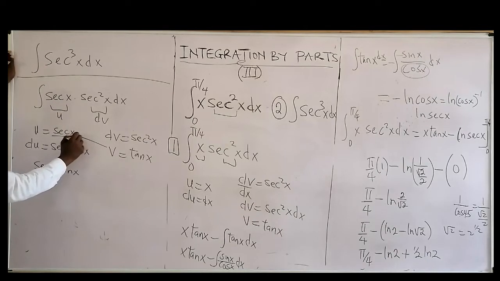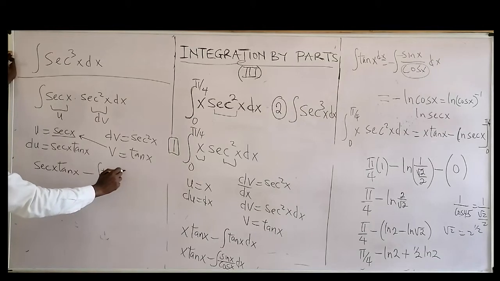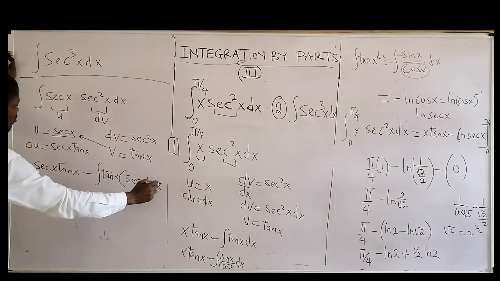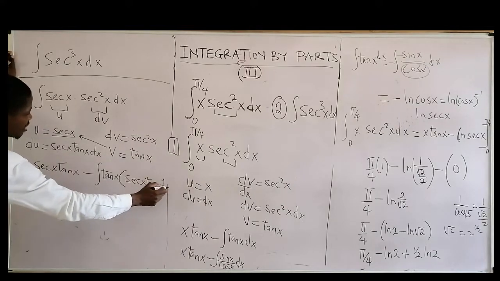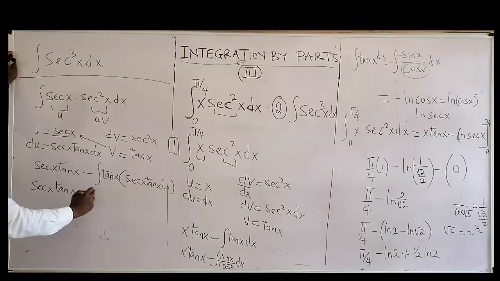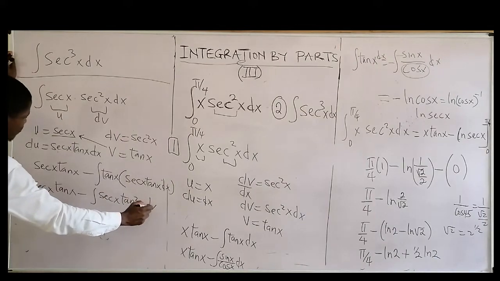Then uv will be sec x tan x. That's your uv. Then minus integral of v, tan x, times du. The du is sec x tan x. Don't forget the dx. So we have now sec x tan x minus, multiplying this out, the integral of sec x tan square x dx.